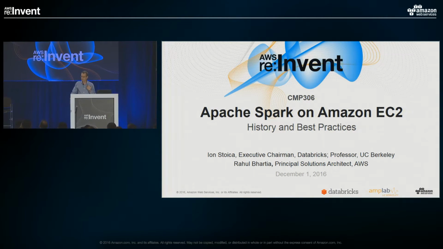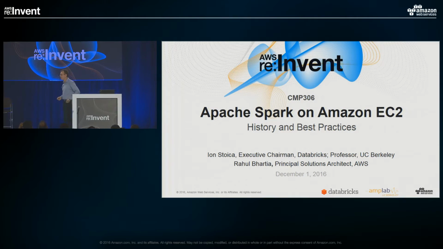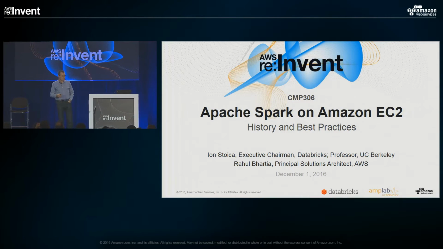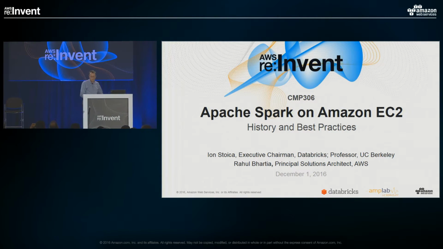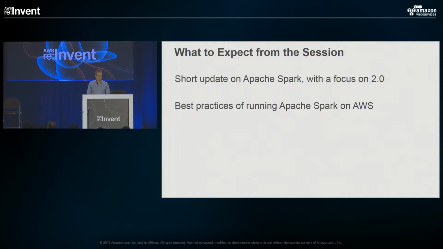I am Ion Stoica. I am a faculty at UC Berkeley, and I am also a co-founder and executive chairman at Databricks. Today I am together with Rahul Bhatia from Amazon, AWS.